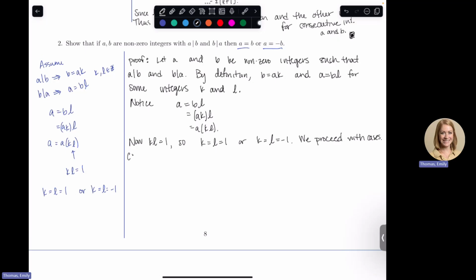Case 1. Let k equal l equal 1. Then a equals b times l, which is b times 1, which is b. So a equals b.